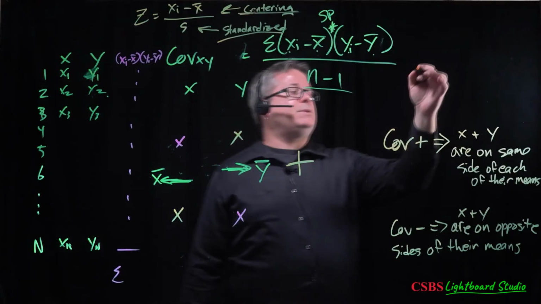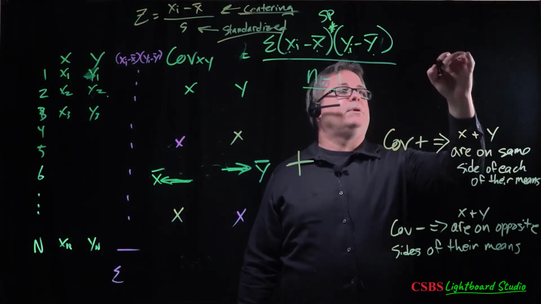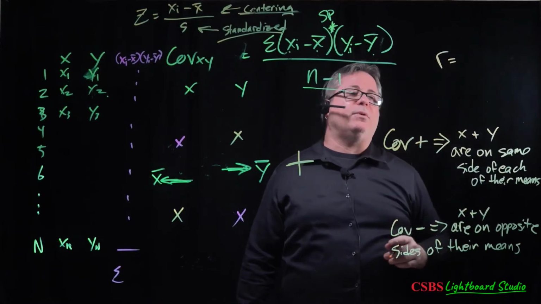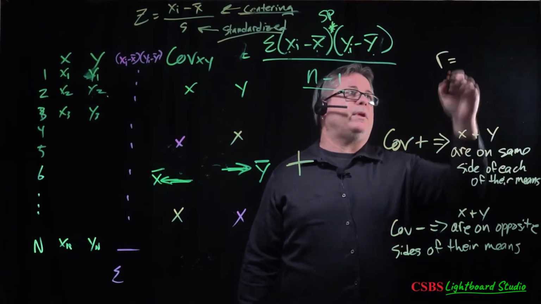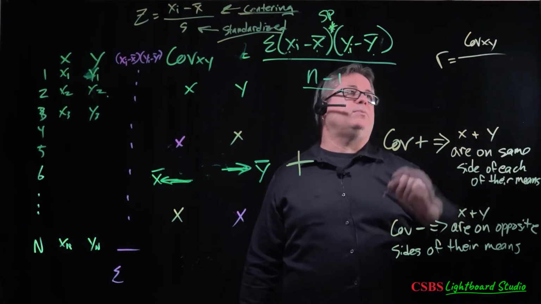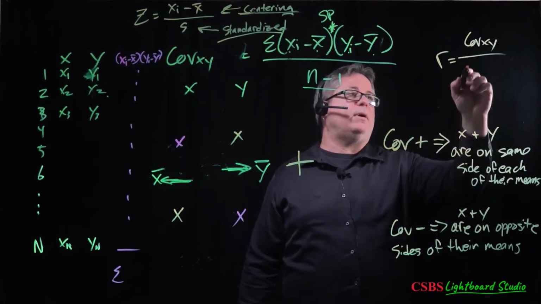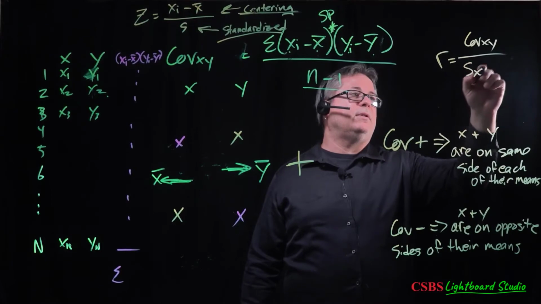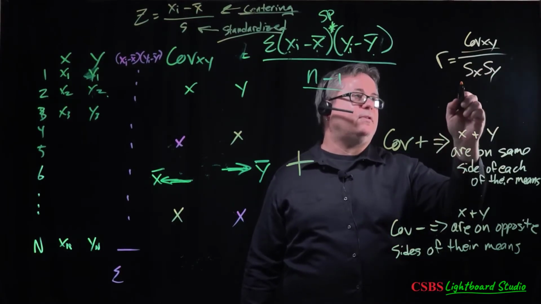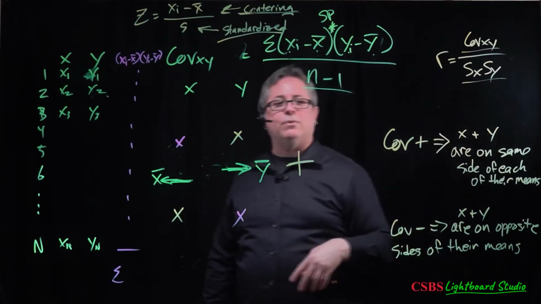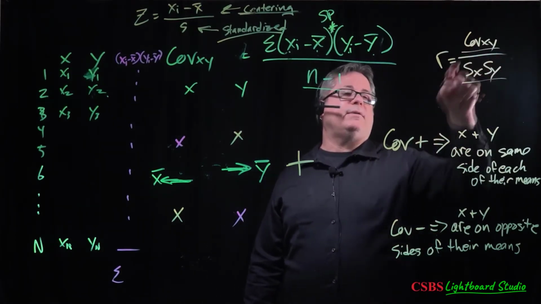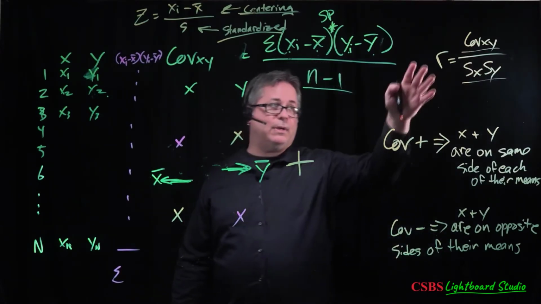So if I want to standardize my covariance and turn it into a correlation, I have the covariance of x and y. A correlation really is just the covariance divided by the standard deviation of x times the standard deviation of y. It's taking the covariance and standardizing it based on the 2 variables that went into it. So a correlation is just a standardized covariance.